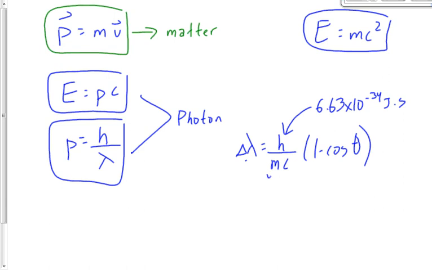M is the mass of the electron, C is the speed of light. Theta is the scattering angle. The scattering angle of what? The electron or the photon? Cool? Right, the scattering angle of the photon. Got it?